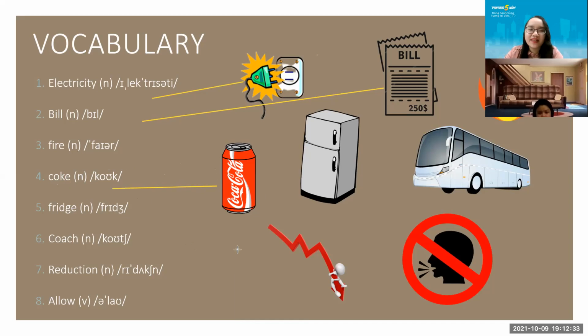Right. Next. Now we see another word with the "o" sound here. Can you read that for me, please? Number six. Coach. That's right. Very good. Coach. Coach. What does coach mean here?